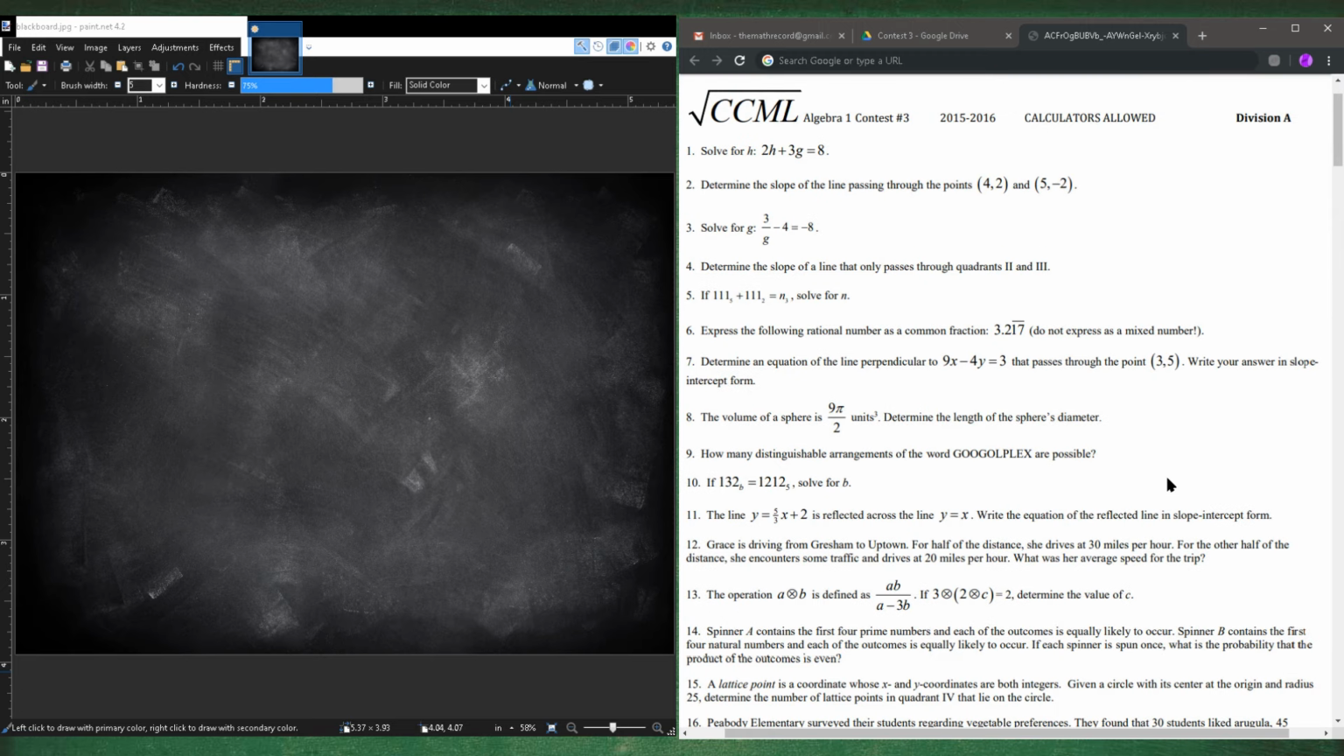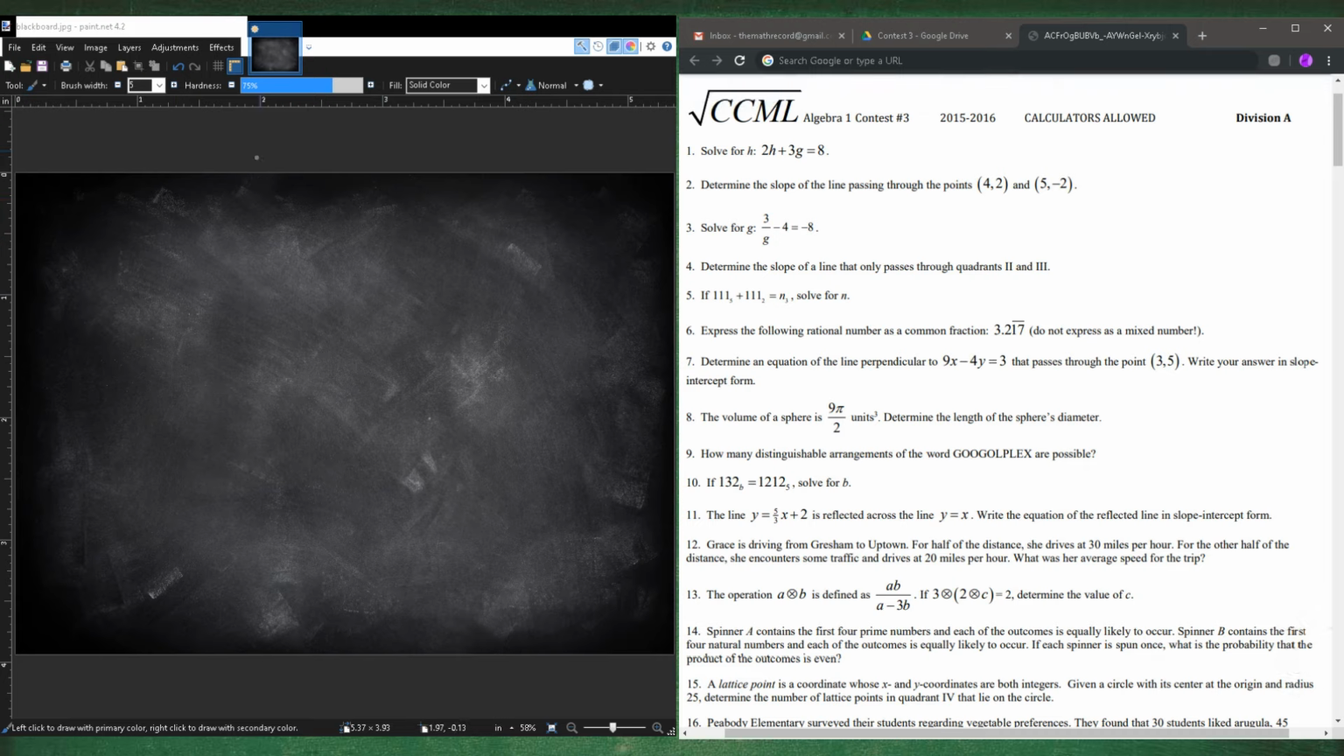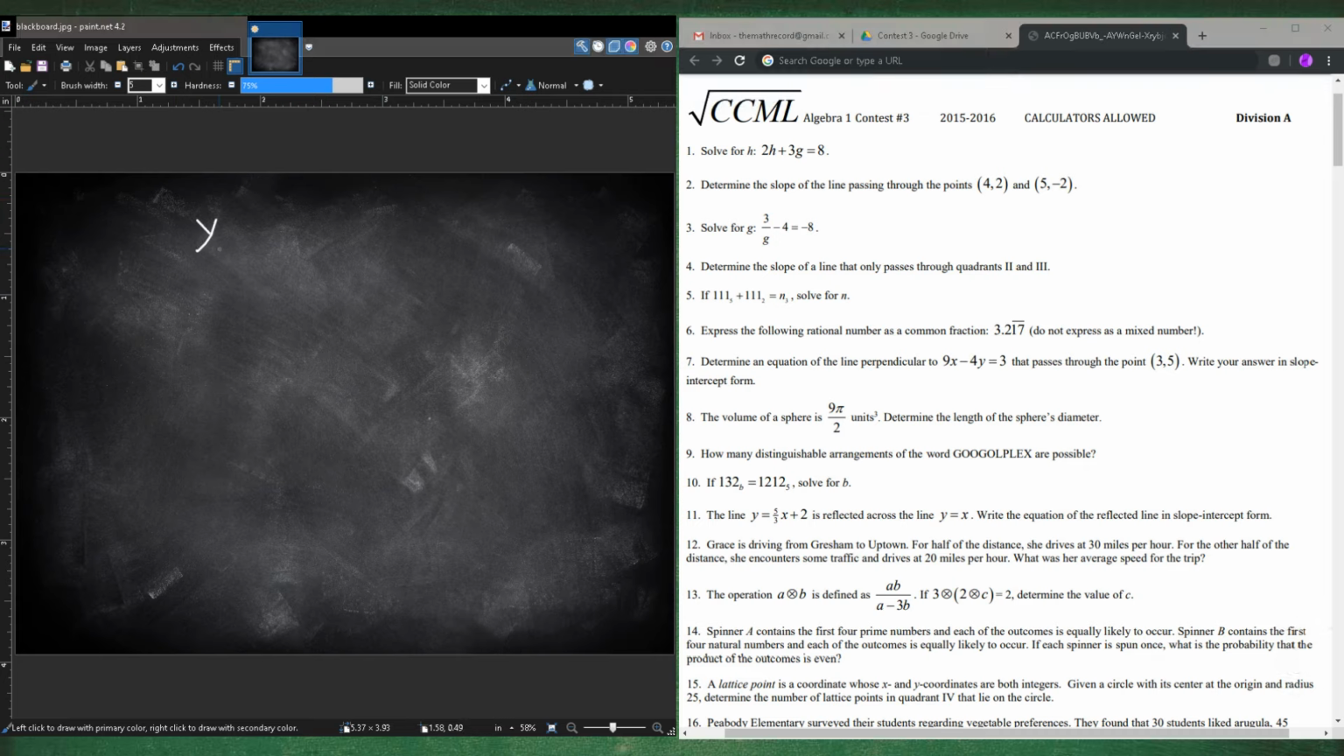Question 6. Express the following rational number as a common fraction. Do not express as a mixed number. So you want this to be improper. What you do for this, which I refer to as a repeating decimal, is that you set it as a variable first. So you have 3.2 with the 17 repeating. So this is repeating, so you kind of want this number to repeat again.